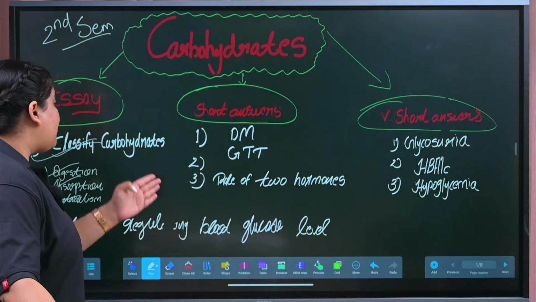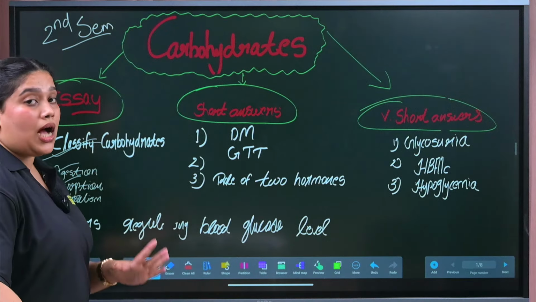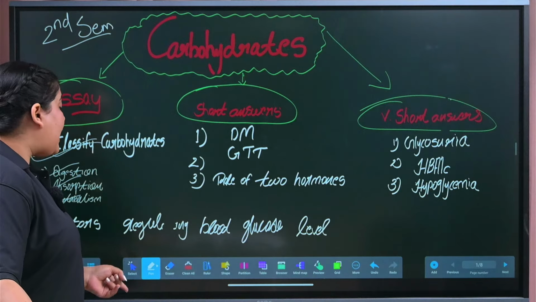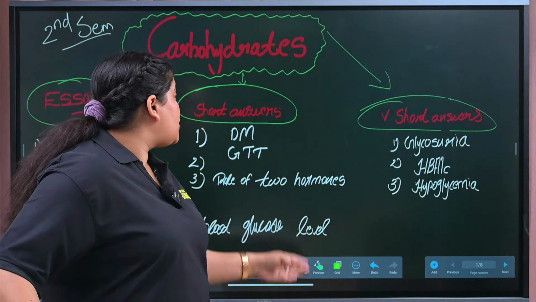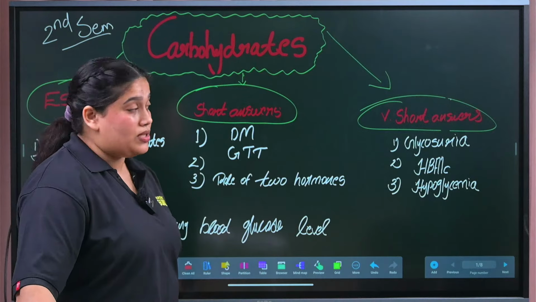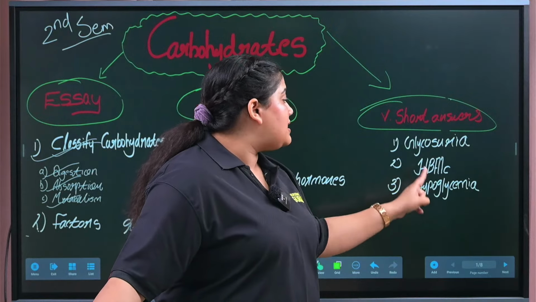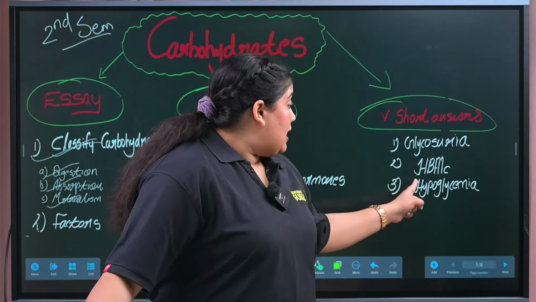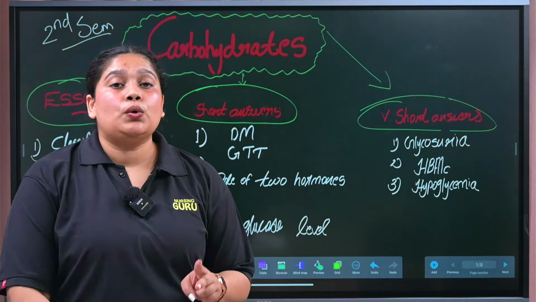Essay: classify carbohydrate in the digestion, absorption, metabolism. You have to include that. Second question, factors regulating blood glucose level. Clear? And third, short answer: diabetes mellitus, GTT, role of 2 hormones. And very short answer, it includes glycosuria, HbA1c and hypoglycemia. Clear? Okay.